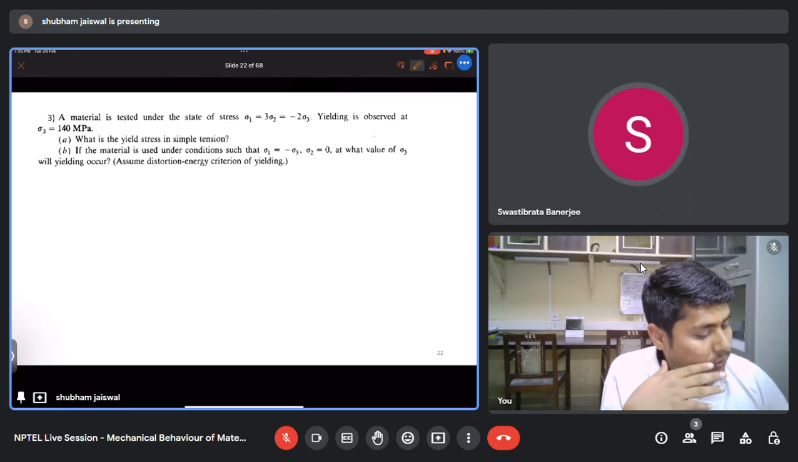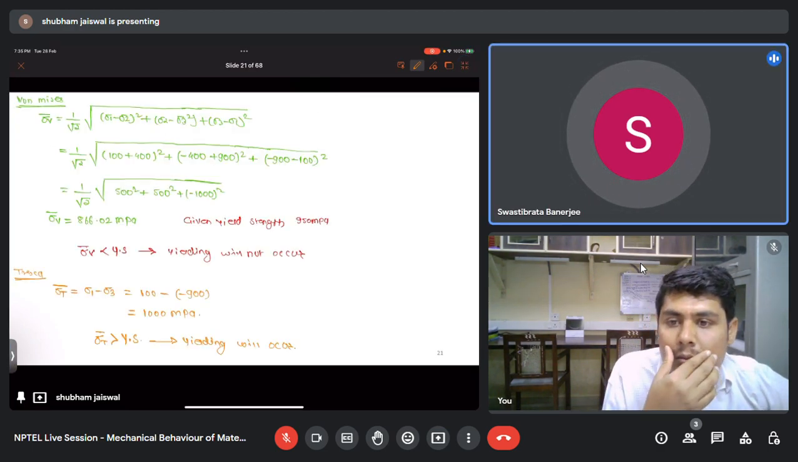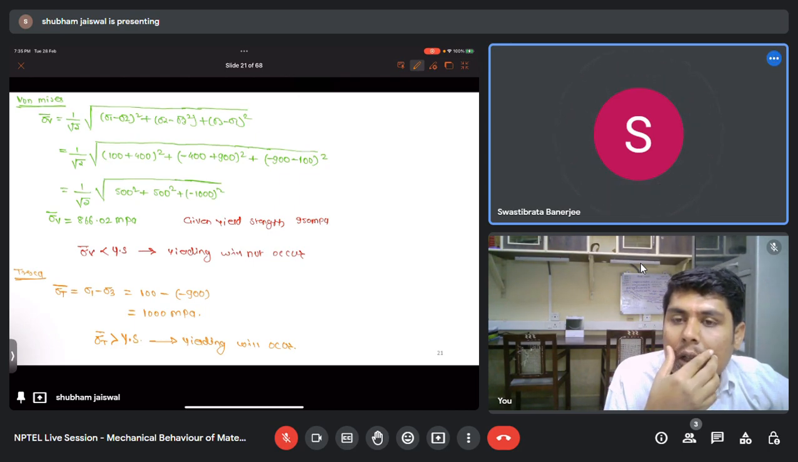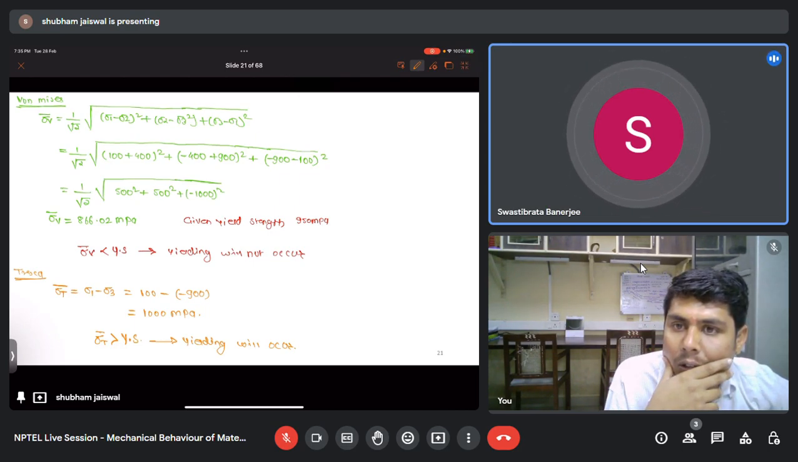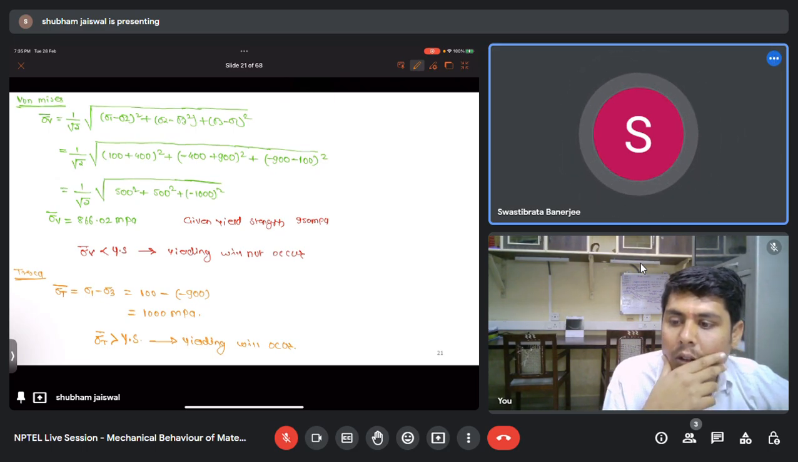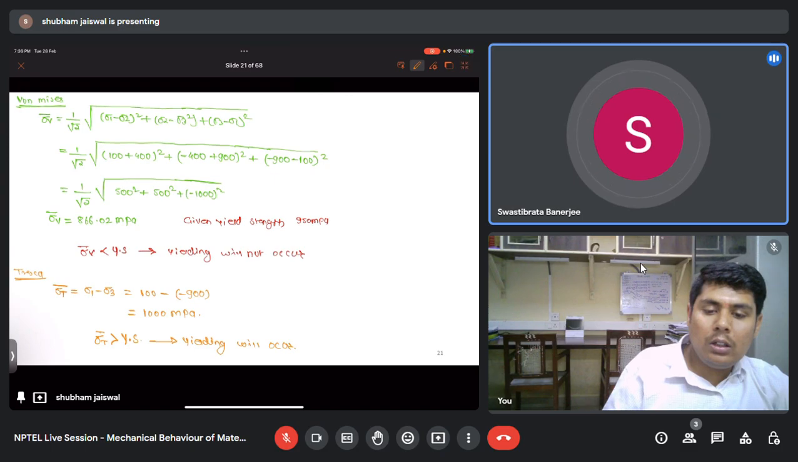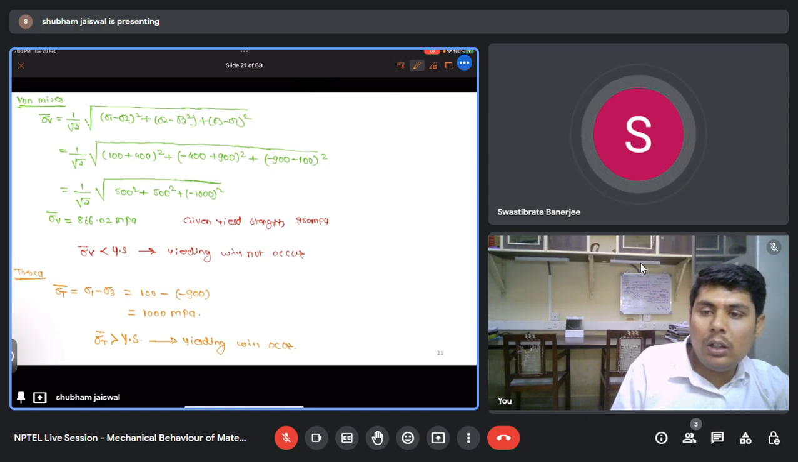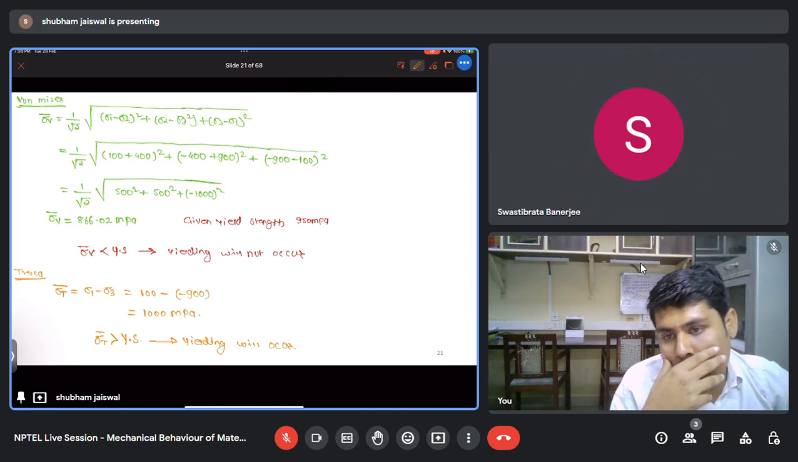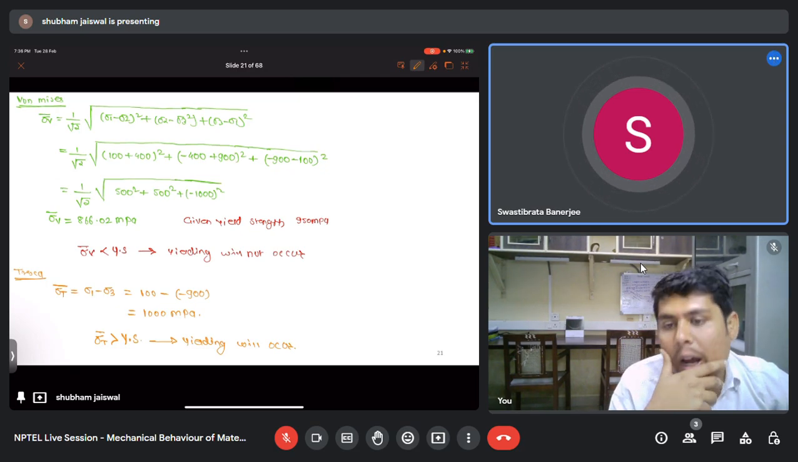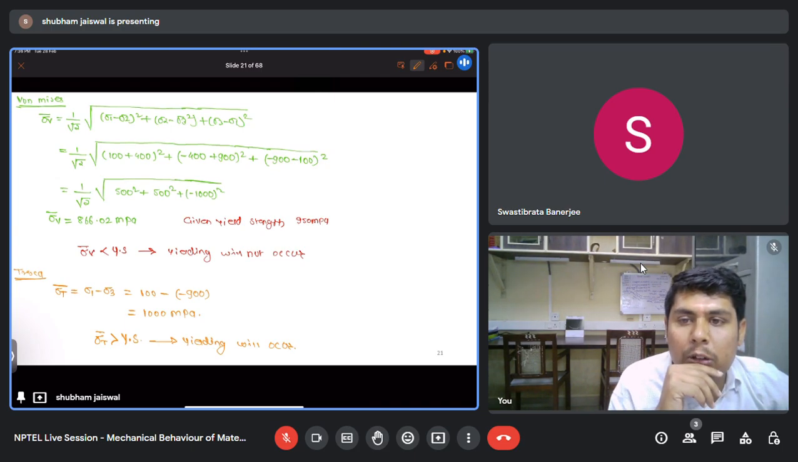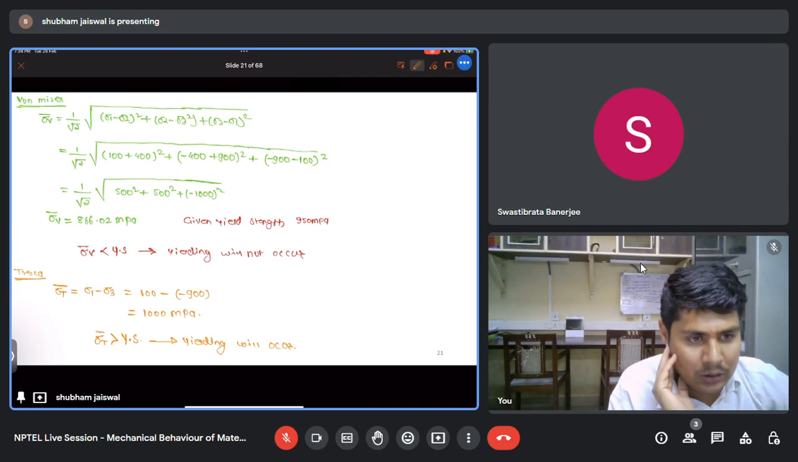Sir, from the von Mises criterion, if we do not derive sigma 1, sigma 2, or sigma 3, by applying the simple equation, sigma x minus sigma y the whole square plus the equation with shear stress, you can calculate using that equation. But here they have asked for Tresca. For Tresca, we need to calculate sigma 1 minus sigma 3. That's why I calculated sigma 1, sigma 2, and sigma 3 for von Mises as well.